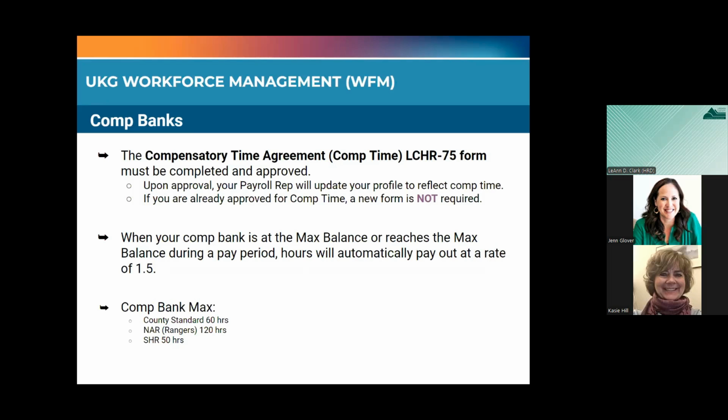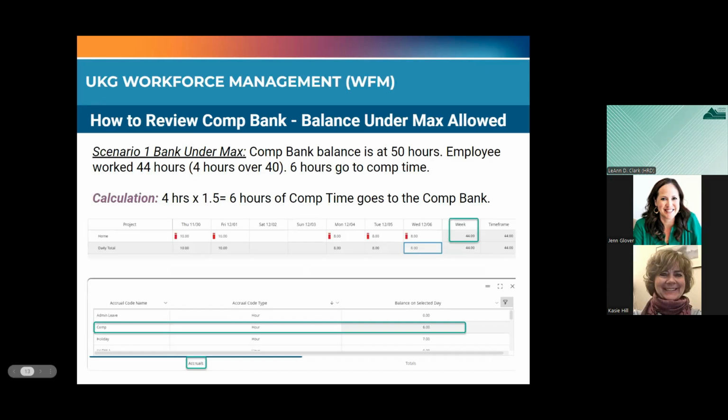When your comp bank is at the max balance or reaches the max balance during a pay period, hours will automatically be paid out at a rate of 1.5. The county standard comp bank max is 60 hours. We do have 2 offices that have a different comp bank balance for their business needs. We're going to go over the 2 scenarios.